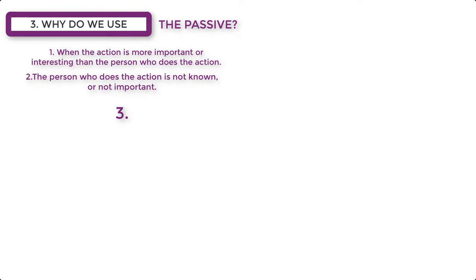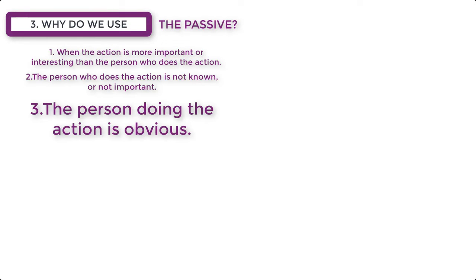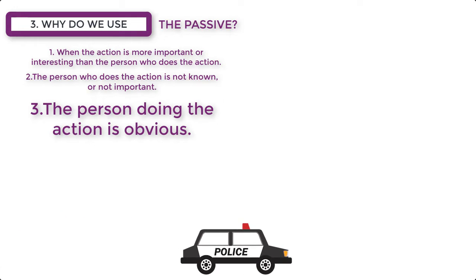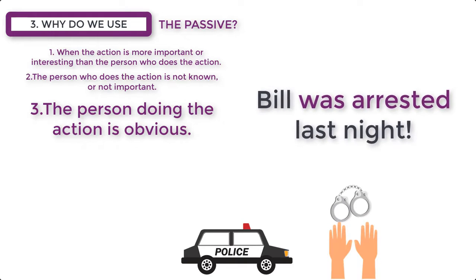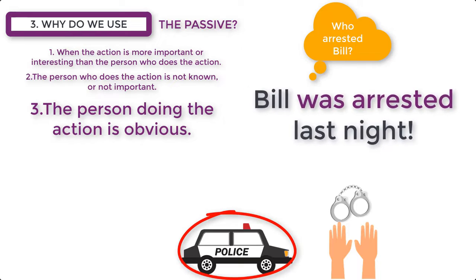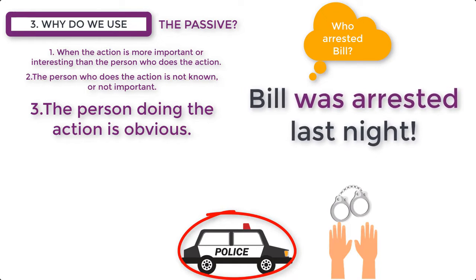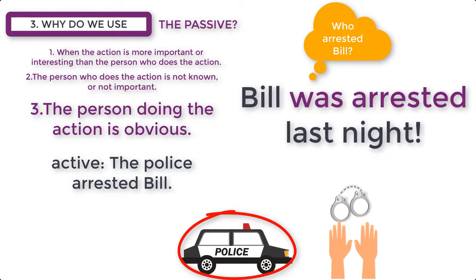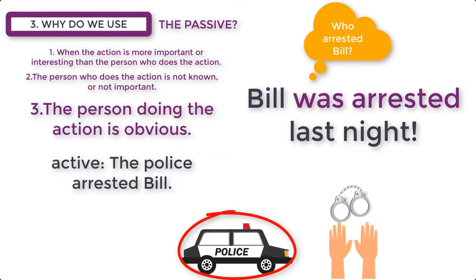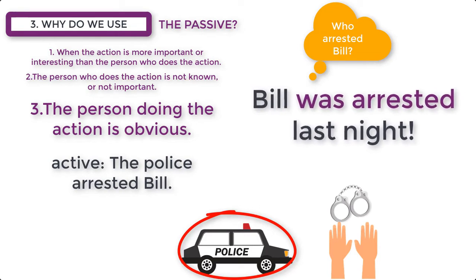Number 3, the person doing the action is obvious. Bill was arrested last night. Who arrested Bill? It's obvious. The police arrested Bill. Only the police can arrest someone. Active? The police arrested Bill last night. You could definitely say that. It's just different emphasis.